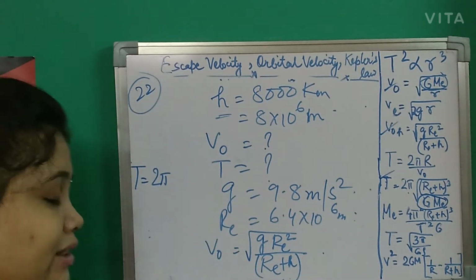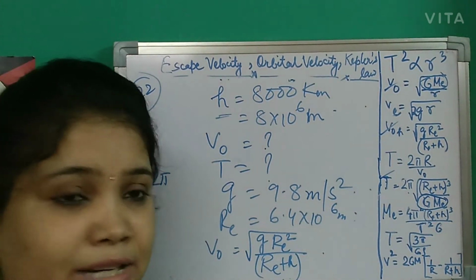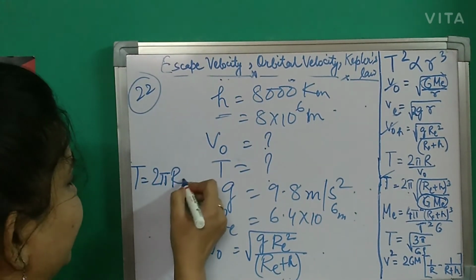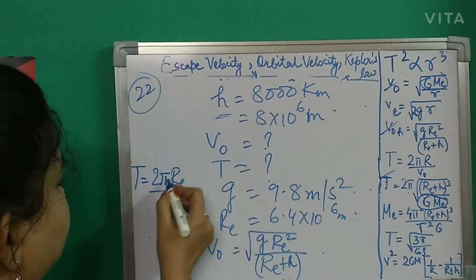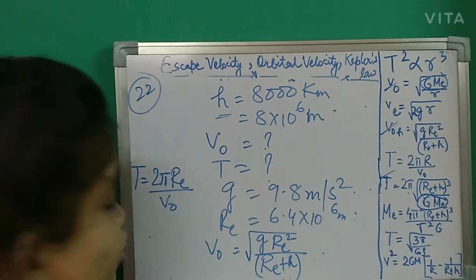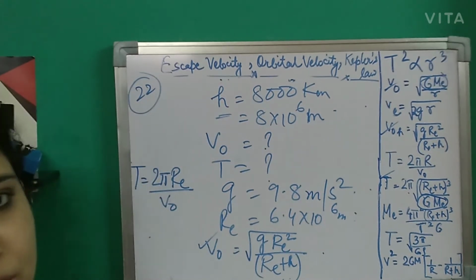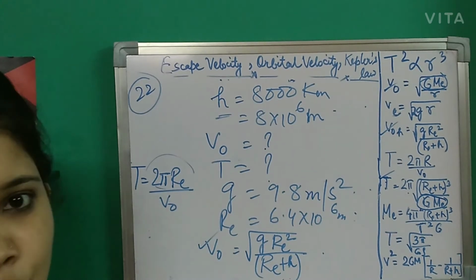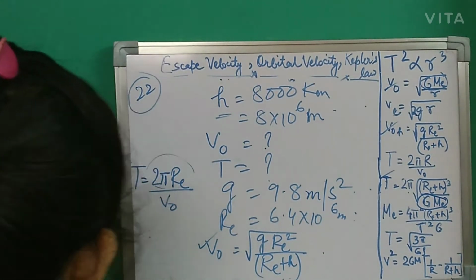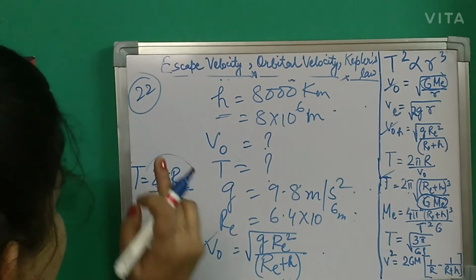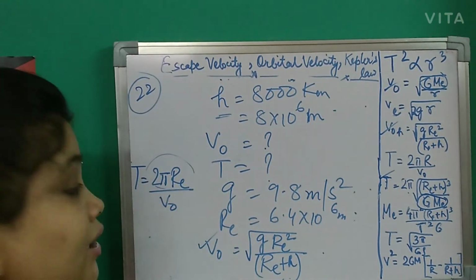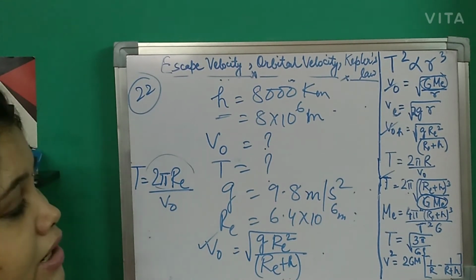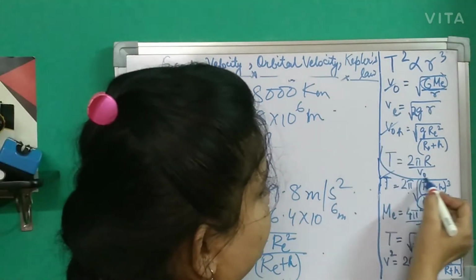Now one thing you can do over here, students, as I told you, T is 2 pi RE by this one, the orbital velocity. Since you are finding the orbital velocity, you can easily put it in this formula, so you don't have to work hard for it. Just put 2 pi RE by V0, and you get the time period.